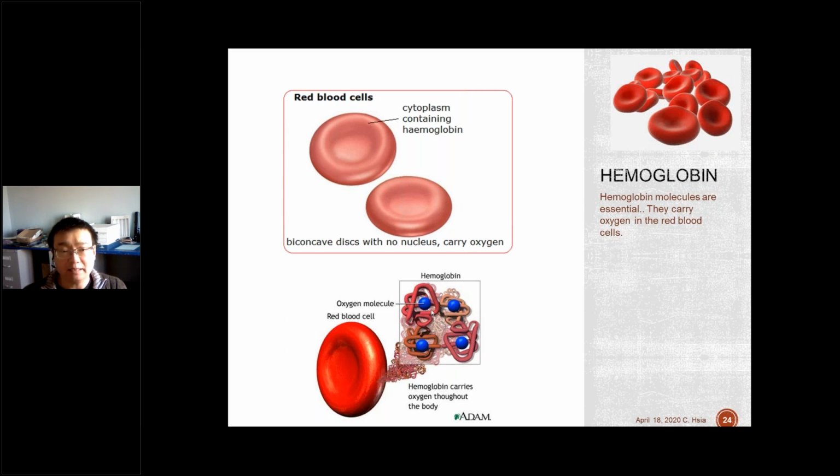And again, hemoglobin, you can see, is made up of 4 components. These are called globin chains. It's usually 2 alpha globin chains and 2 beta globin chains. Each globin has a heme ring, which has an iron atom, which the oxygen molecule then binds to.